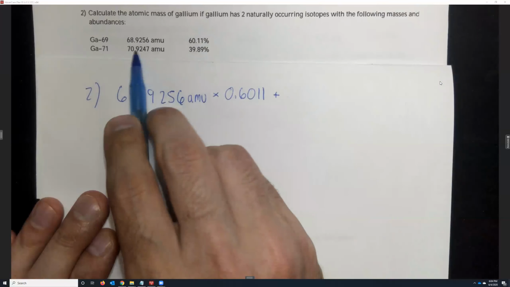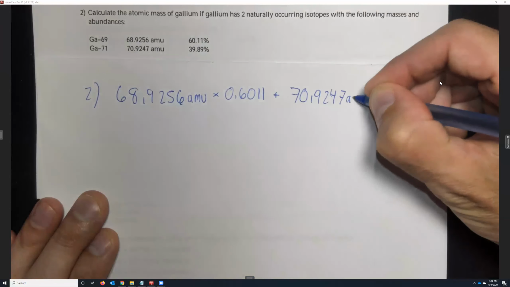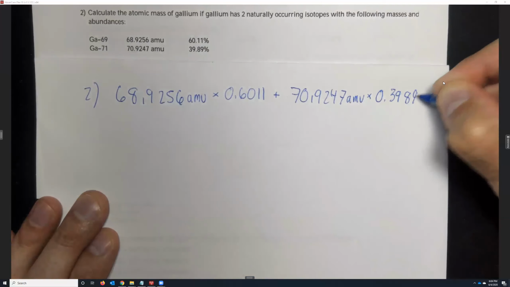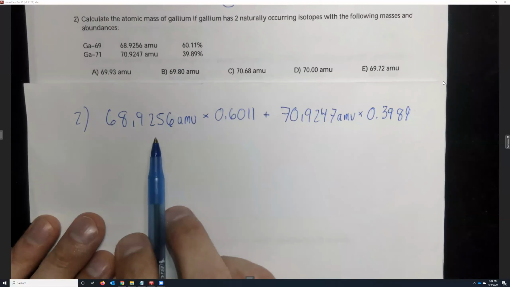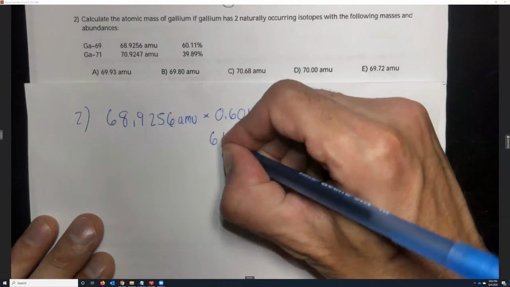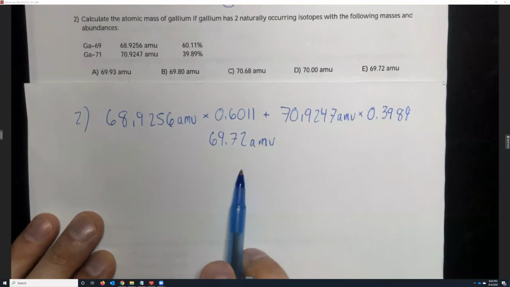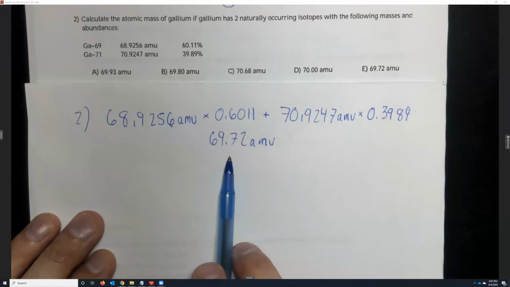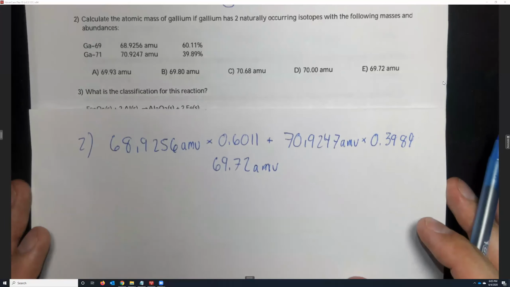And then we want to add it to the other one, 70.9247 AMU times 0.3989 as not a percentage, but divided by 100. And when you do that, what you find is that it's 69.72 AMU. And if you look at a periodic table, this is the molar mass of gallium. So when you look on a periodic table for molar masses, this is where they come from, as you're probably aware, because you did problems like this in the homework.